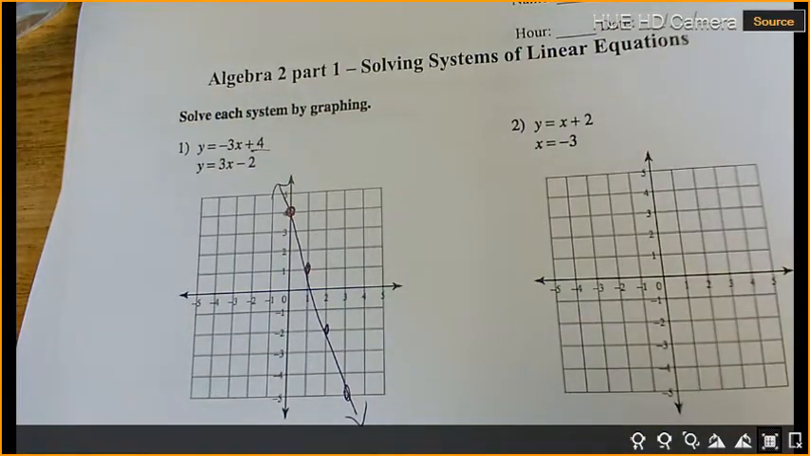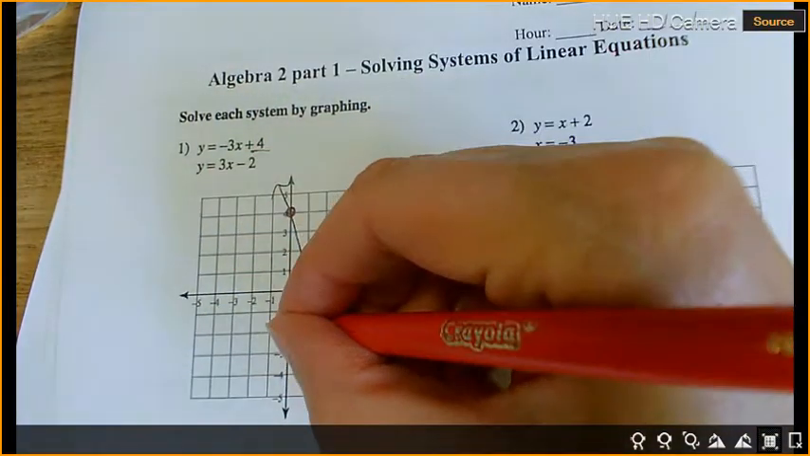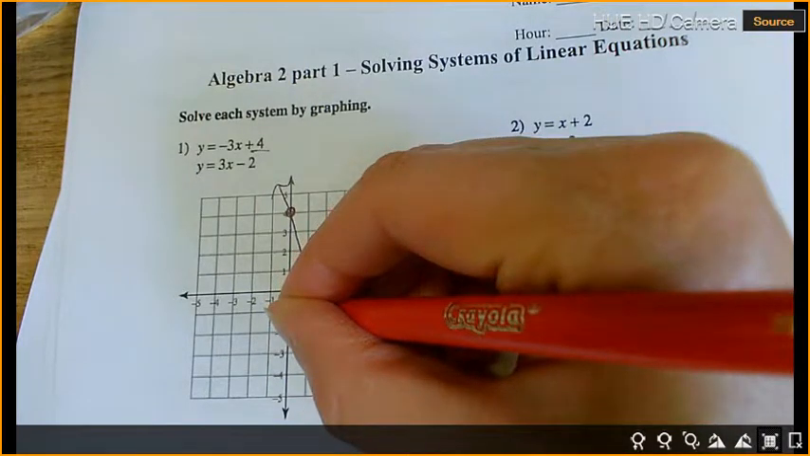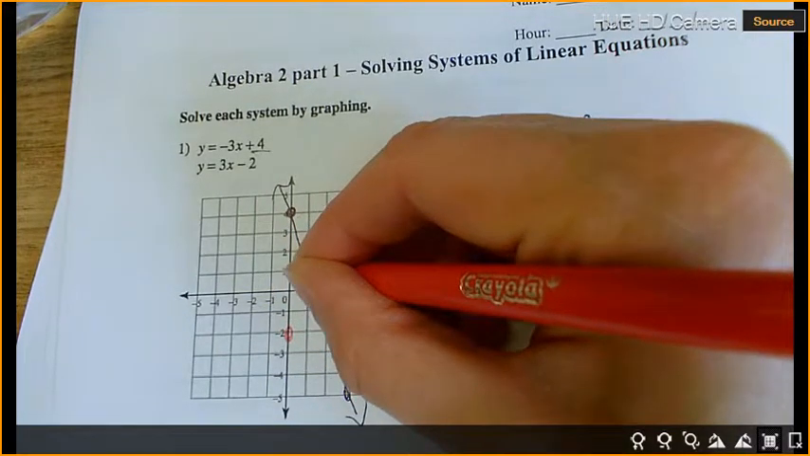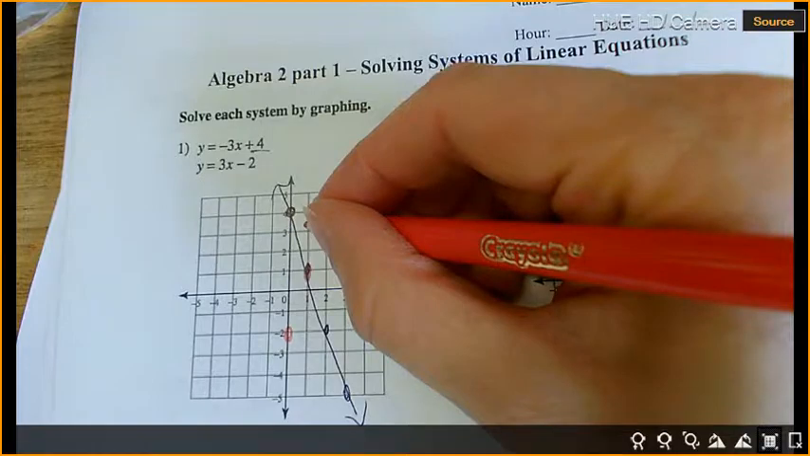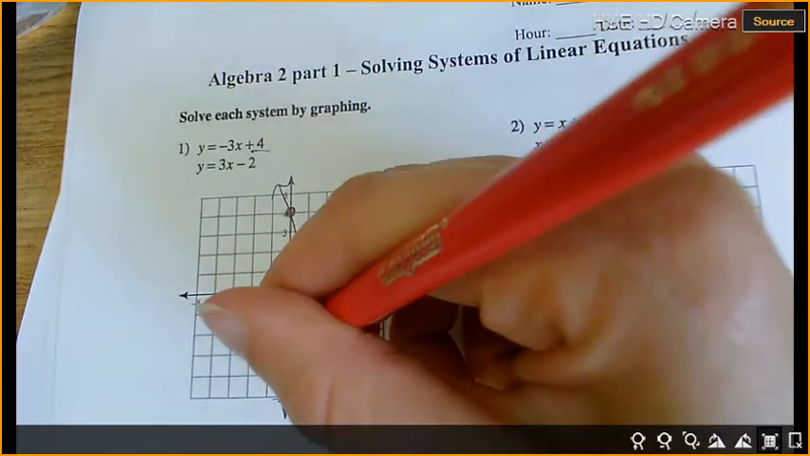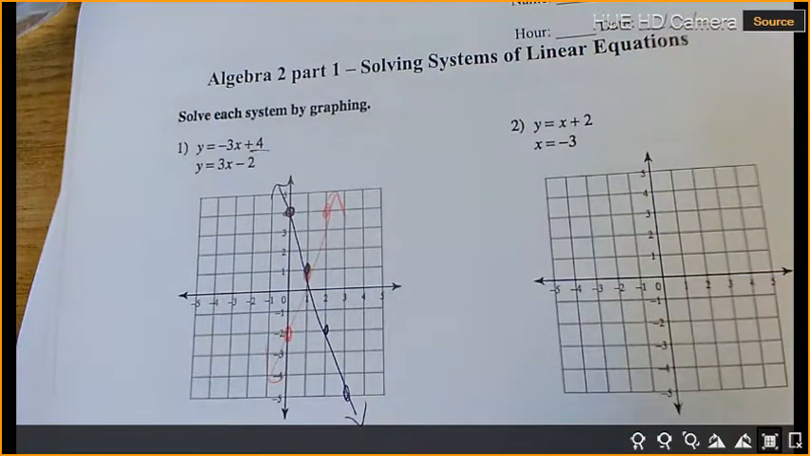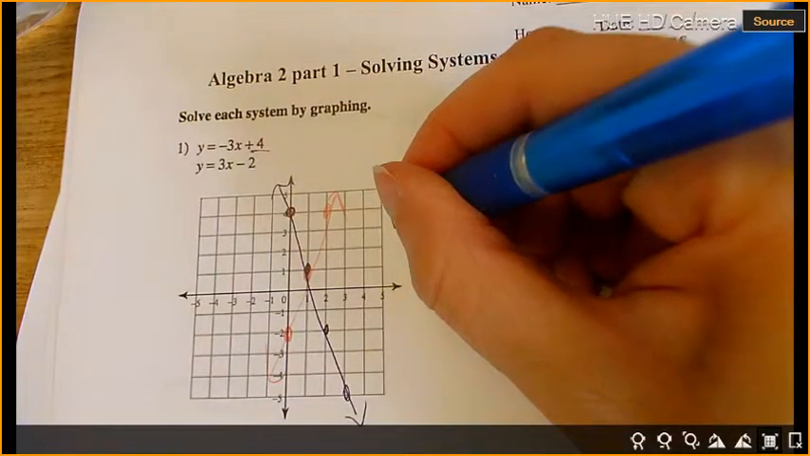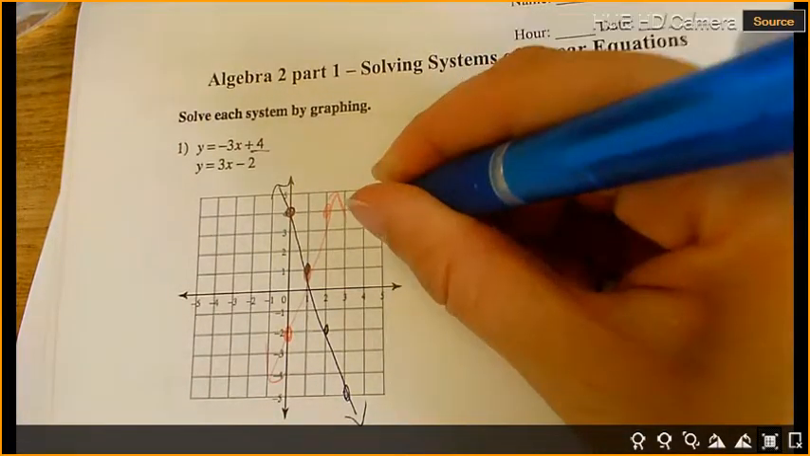My second line, I'm going to put a dot at -2, and then I'm going to go up 3 over 1, and up 3 over 1. There's my second line. Important part, where do they cross? It crosses right here at 1, 1. That's my answer.